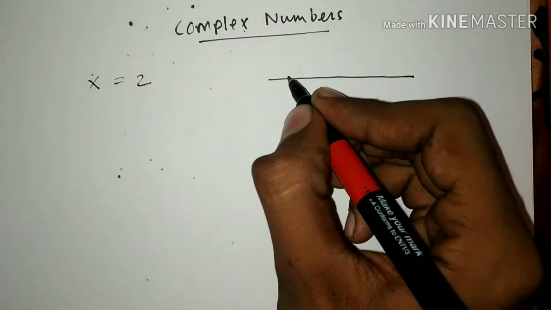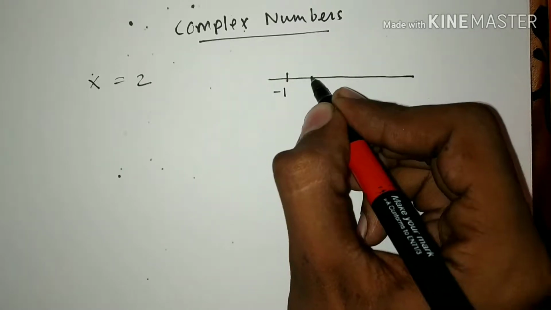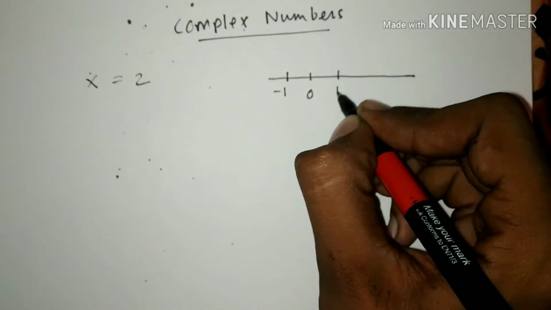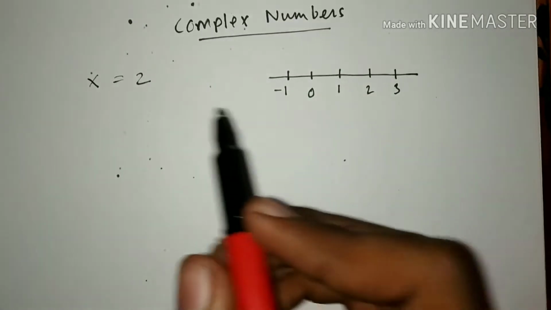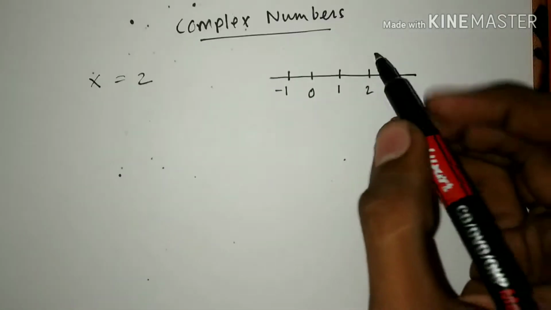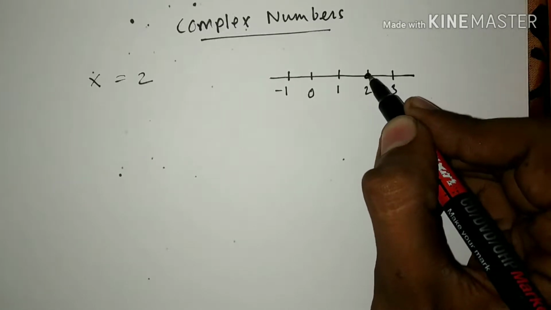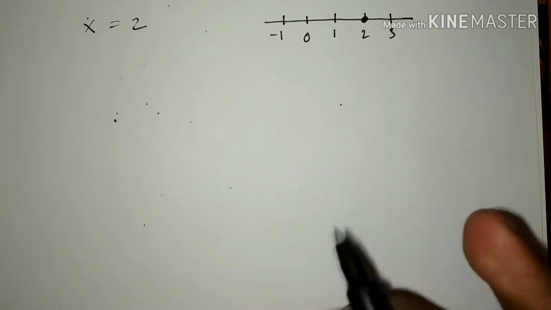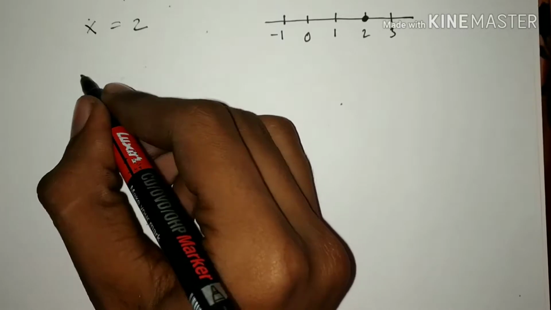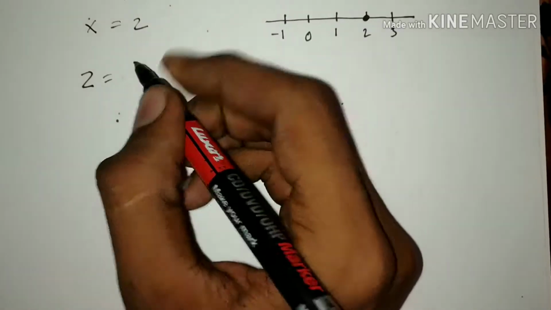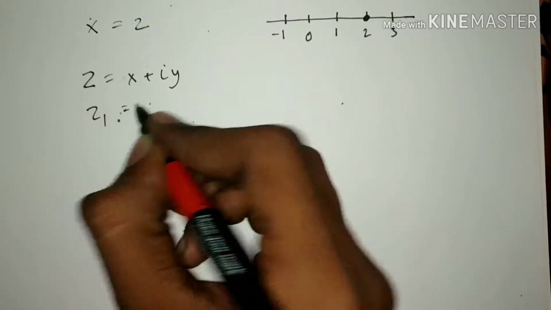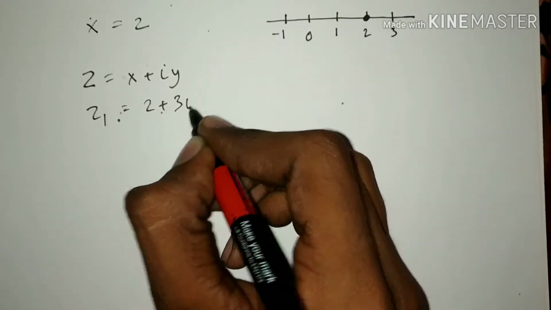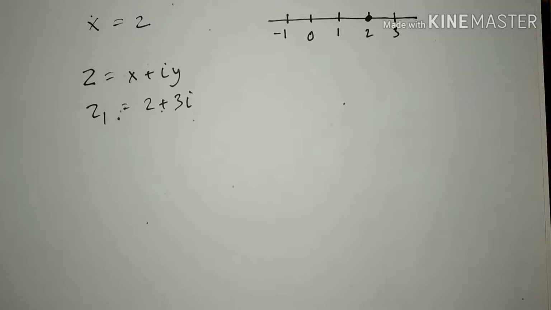This is a real axis. This is, say, -1, 0, 1, 2, 3. If you want to plot x equals 2 on this axis, you can plot it here. But if you want to plot a complex number, say z equals x plus iy, or say z1 equals 2 plus 3i, to be exact, I took a complex number.